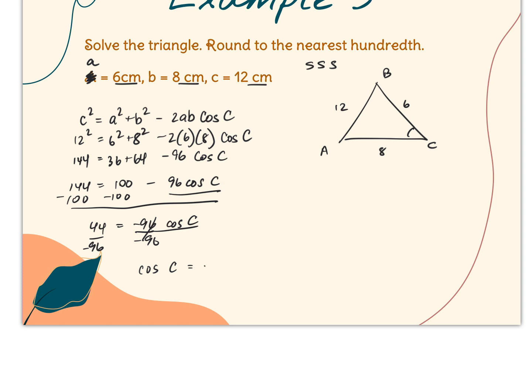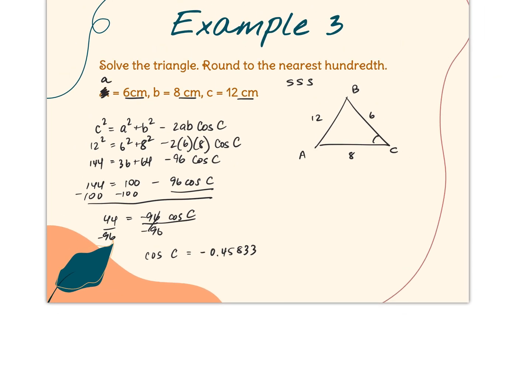And you're going to get negative 0.45833. So again, now we have this cosine. You see that the cosine is negative. This is telling me that it's in quadrant 2. That's where the cosine is negative. So this is an obtuse angle. So this is giving us angle C is obtuse, which is fine for us.